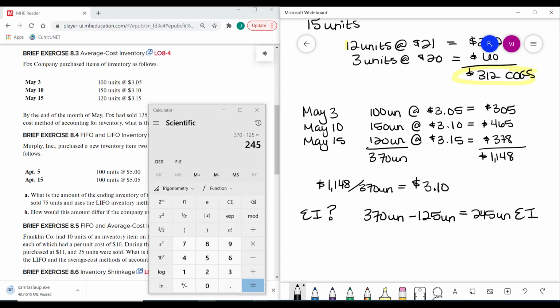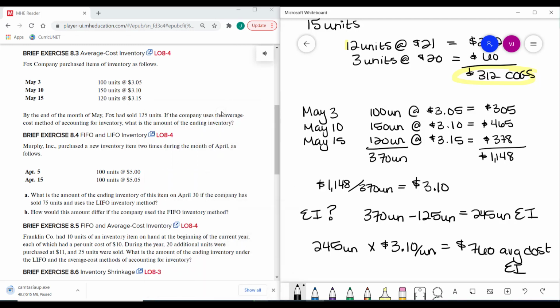So all we're trying to figure out is what's the cost of these 245 units using average cost. We'll multiply it by the average cost of $3.10 per unit. So the average cost of this ending inventory, we'll round that to about $760. So that's the average cost of the ending inventory.